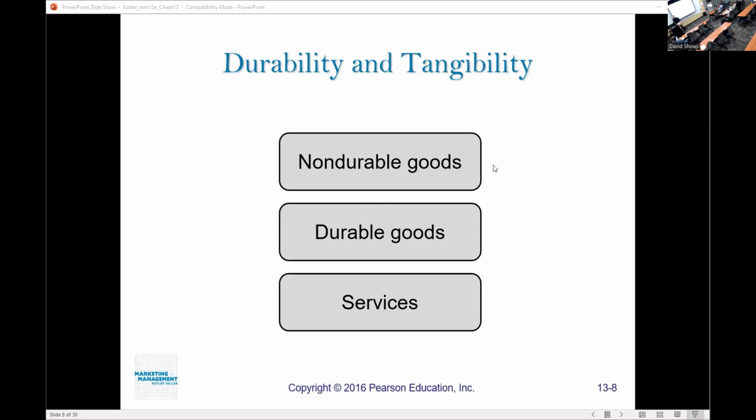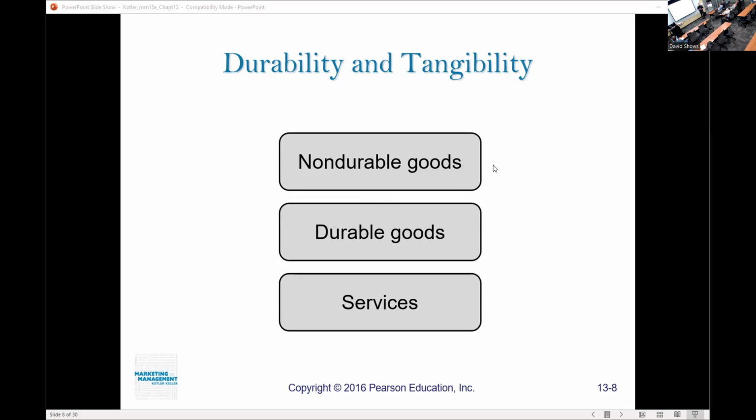Many times, especially if you look in my refrigerator, non-durable goods seem to last forever. You have to go through a great purging and then fill the refrigerator again. But they're supposed to be non-durable goods.